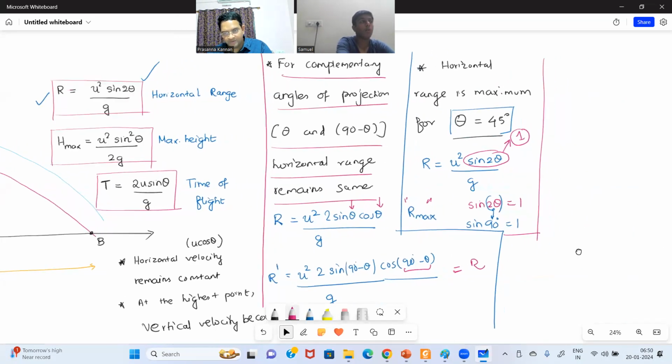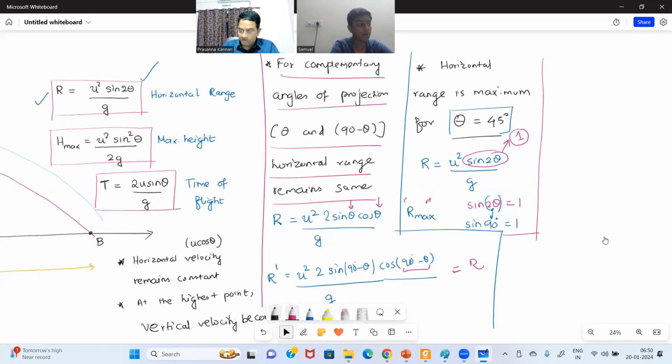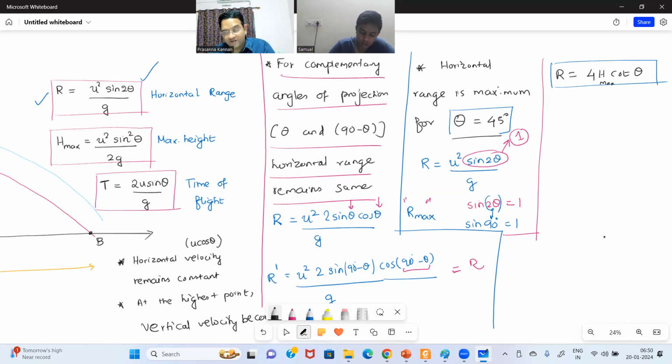The relationship between range and maximum height h max is R equal to 4h cot theta. Another important relation. If R is range and h is your h max, the maximum vertical height, right? Maximum height. So how do you get this?